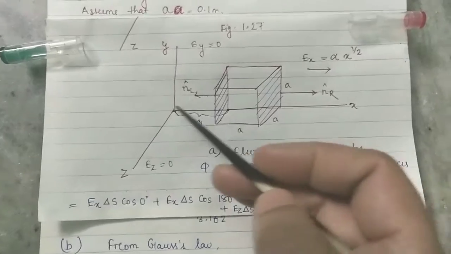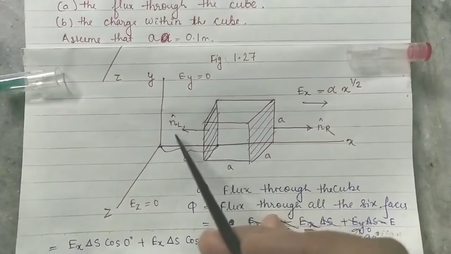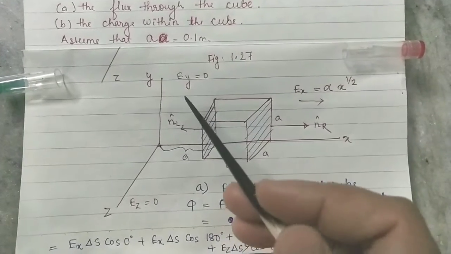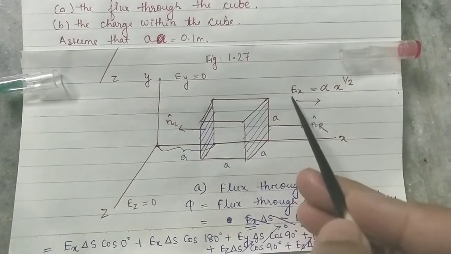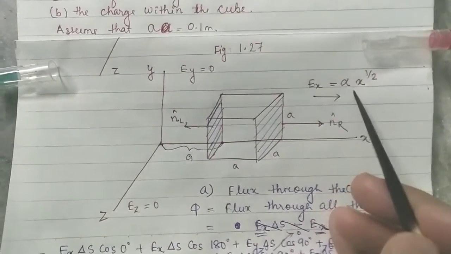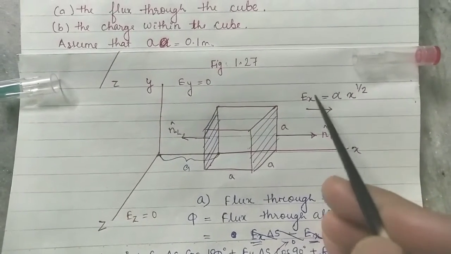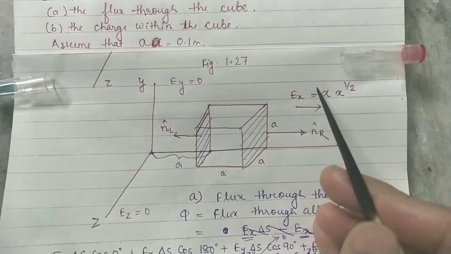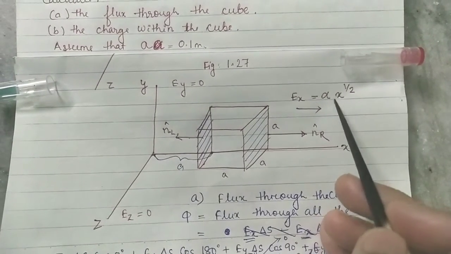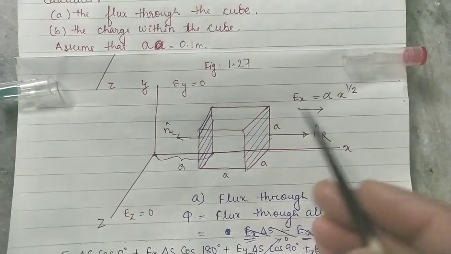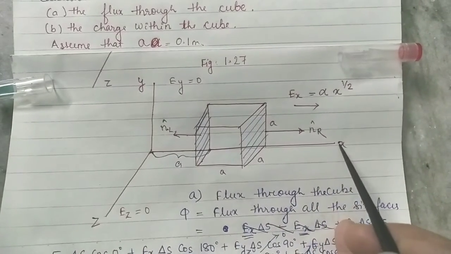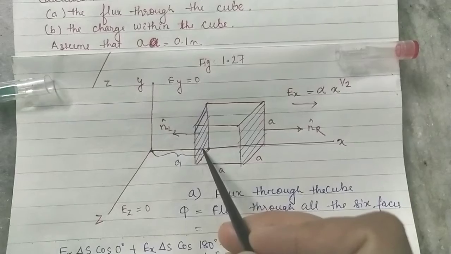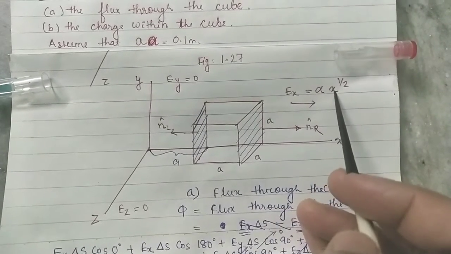Let's understand the figure first. Here are the x axis, y axis, z axis. In the x axis the electric field is alpha x to the power 1 by 2. That means the electric field along the x axis depends on two things. One is alpha, which is constant, whose value is given in the question. Second is x. What is x? x is the x coordinate, that means the distance from the origin. This is the origin, so x is the distance. So the electric field at different points depends on the distance from the origin.